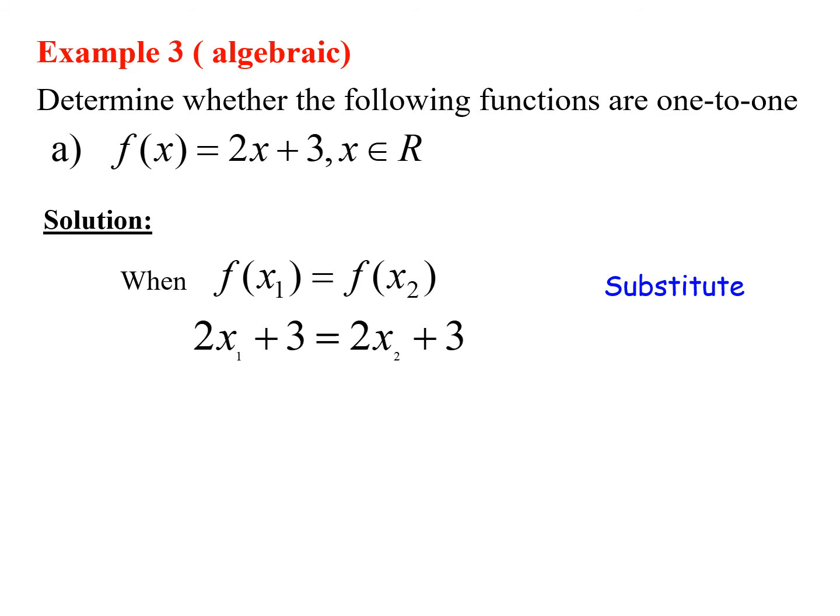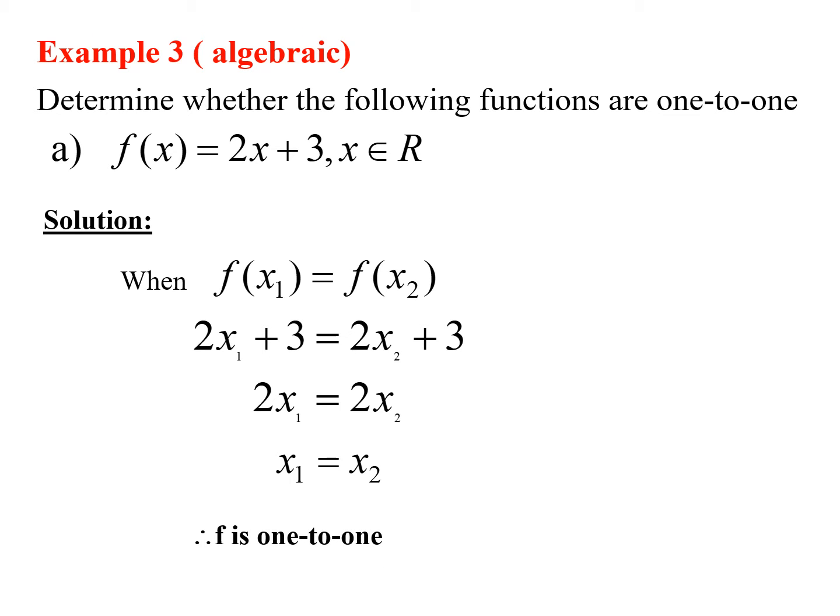And then we bring 3 on the left hand side to the right hand side, and we get 2x1 equals 2x2 plus 3 minus 3. So finally we get 2x1 equals 2x2, since 3 minus 3 becomes 0. Then we divide both sides by 2. Then we get x1 is equal to x2. Since f(x1) equals f(x2) implies x1 equals x2, this function is one-to-one function.